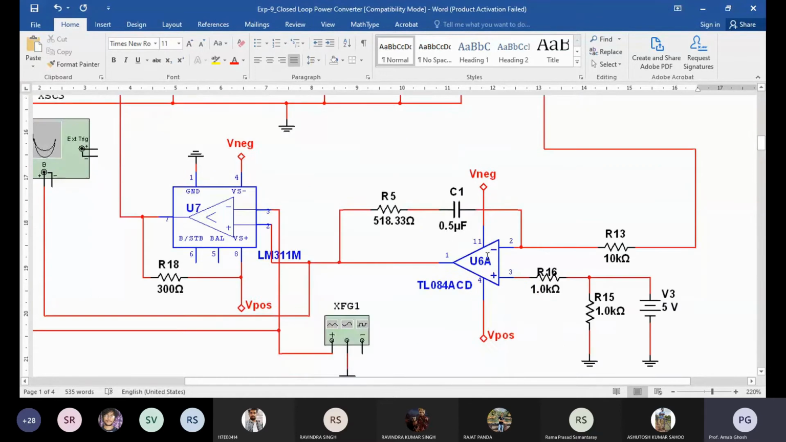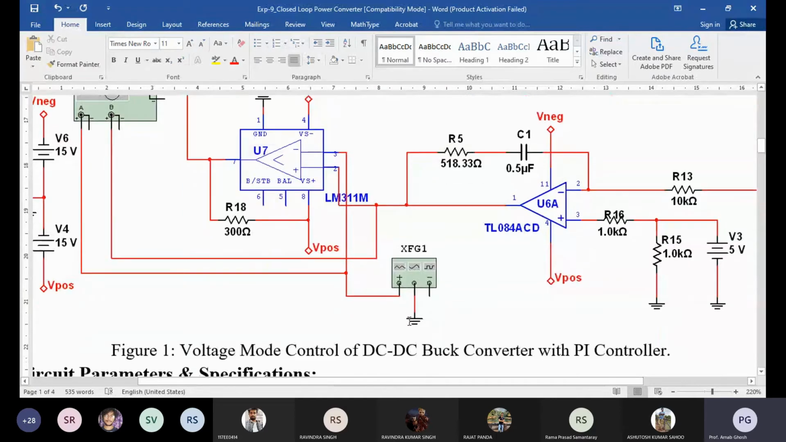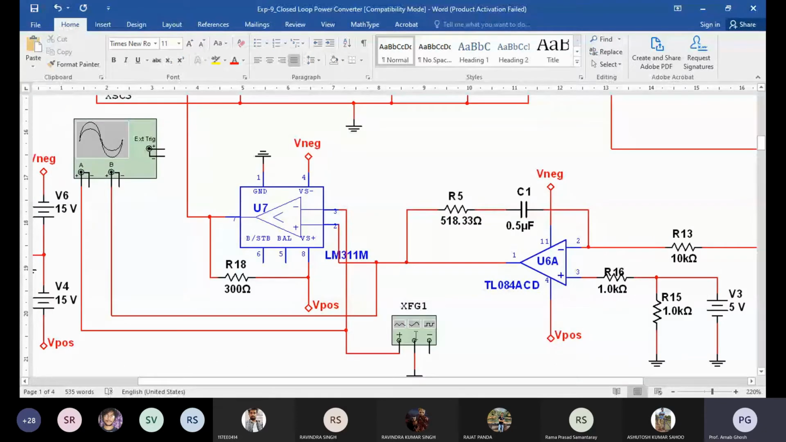Then you are giving the bias voltage. Pin 11 is the negative terminal, so you have given minus 15, and pin 4 is the positive terminal, you have given plus 15. Then you are getting the control signal. Now the control signal is compared with your repeating sequence, meaning a triangular sequence. It's a function generator having a switching frequency of 5 kilohertz. You can also set 10 kilohertz, 20 kilohertz, whatever you want, and the maximum peak to peak amplitude is 15 volt. Then you are comparing the control signal with your repeating sequence.